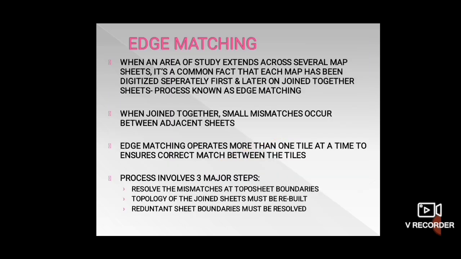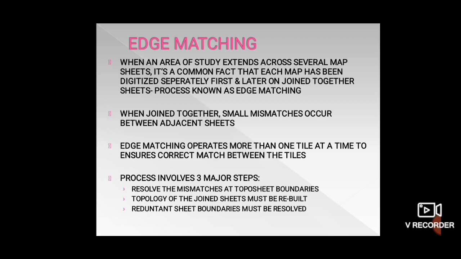The third stage is that of edge matching and rubber sheeting. When an area of study is extended over several map sheets, think that we are studying an area that will be covering n number of topo sheets. It is common that in the beginning each map has to be digitized separately. We cannot do everything simultaneously. So all the maps will be digitized separately and later on they will be joined together. This joining process is known as edge matching.